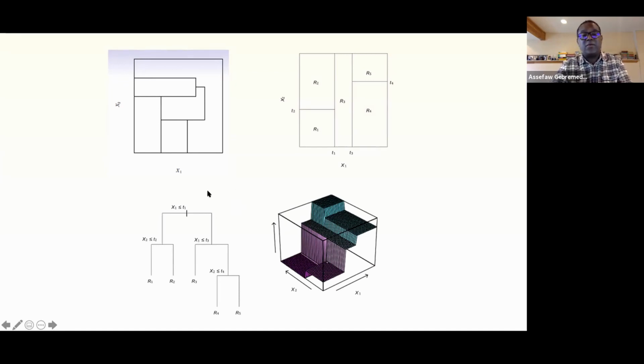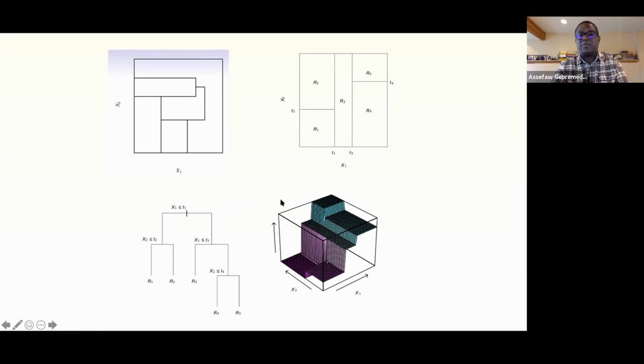When x1 is less than t1, you could see now the space is divided up into two, and they are called R1 and R2. This time it's x2 that's used for the decision. When x2 is less than t2, we call it R1. When it is greater than t2, we call it R2. And that's what you see here.